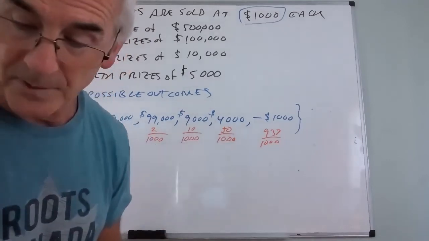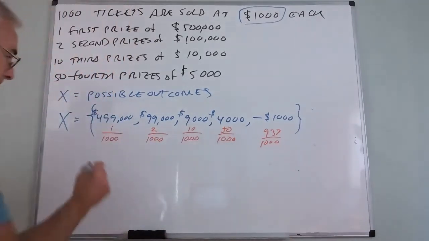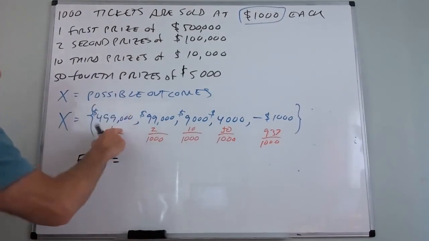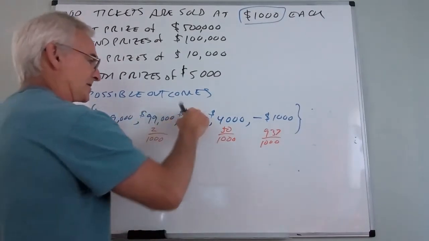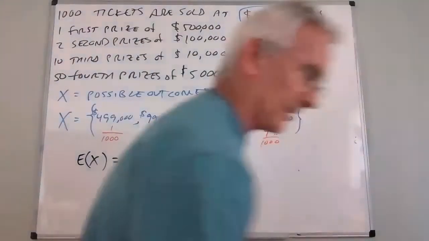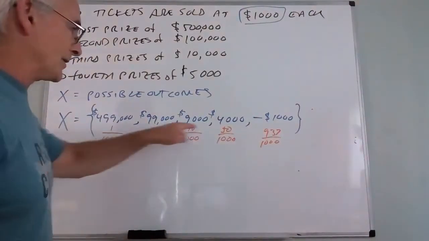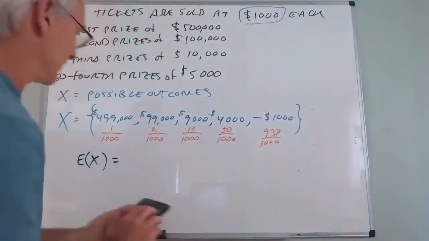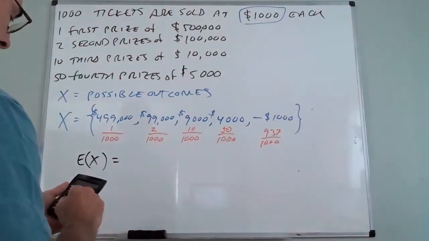So now when I'm computing expected value, it's this times this plus this times this plus this times this, all the way down the line. Now, if you want to be lazy, the easiest way to do it is just do the numerators and then take your total over 1,000. I mean, that's faster that way. So let's go ahead and figure this out. So 499.